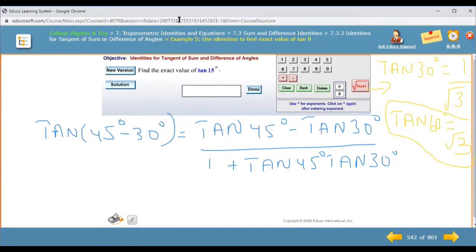Now I'll rewrite this question as tangent 60 minus 45. This will make your question much easier. Tangent 60 minus 45 gives you tangent 60 minus tangent 45 divided by 1 plus tangent 60 tangent 45.